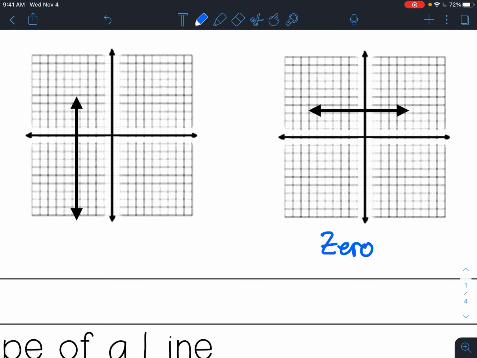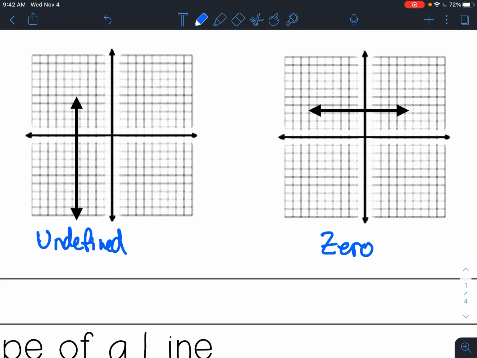Now, the left one here, the vertical line, is a little harder to describe because it doesn't really have a slope. It's a vertical line. You couldn't stand on it, so it doesn't have a defined slope. So it's kind of a cheap way of going around it, but we just say that the slope is undefined.